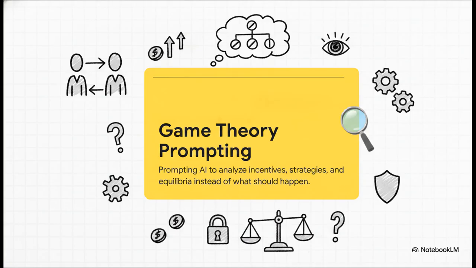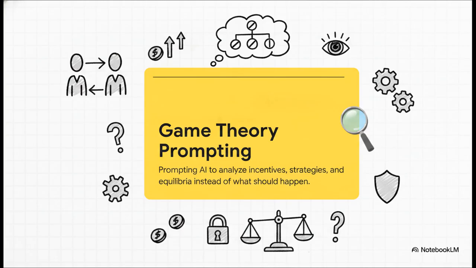A game theory prompting framework is a method where instead of just asking the AI, hey, what should happen, which, let's be honest, usually gives you generic fluff, you actually force it to identify the game. You explicitly command it to analyze the players, the incentives, the strategies, the payoffs, and any information asymmetries.